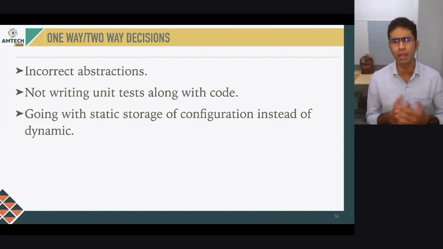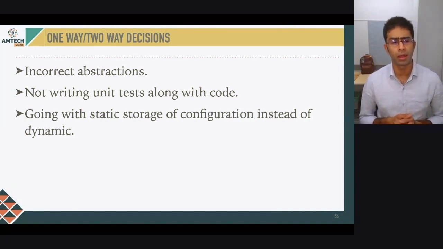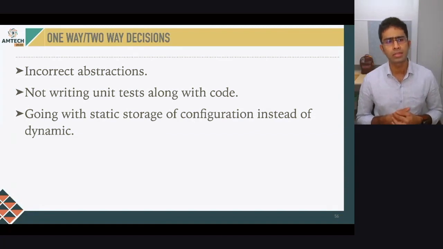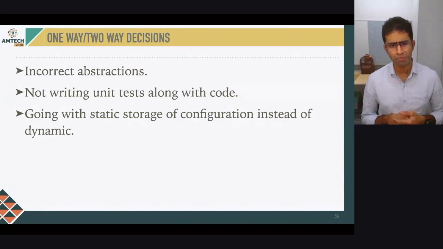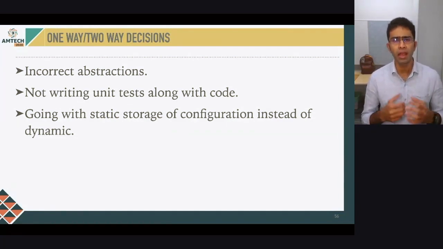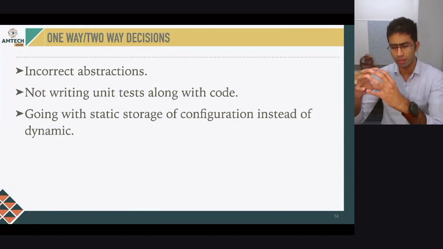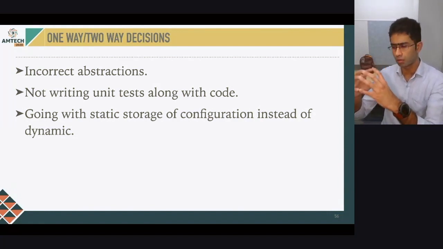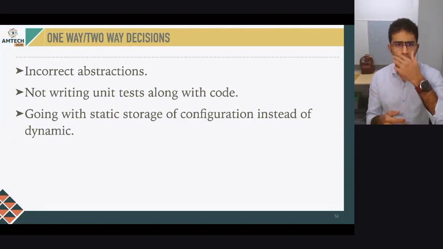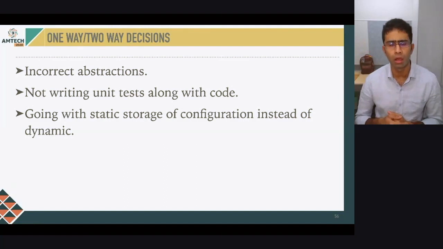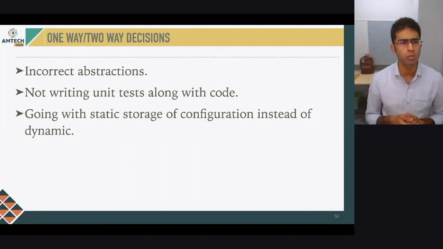So I would actually put it as a one way. And third one is going with a static storage of configuration instead of dynamic. I would call this a two-way door, and here's why. If I have good abstractions and I have isolated the configuration component, but if I just store it as even a local file and then move it to a store to update, to allow management of configuration, that simplifies a lot of things when you have to deal with that.